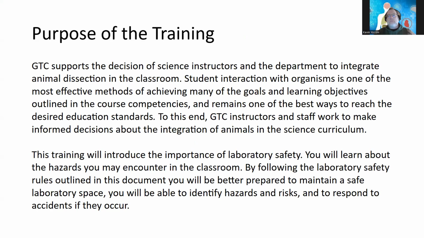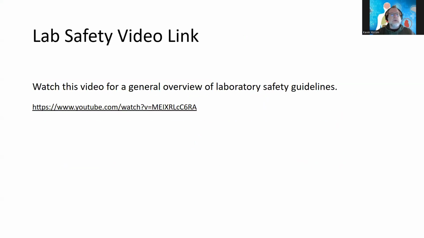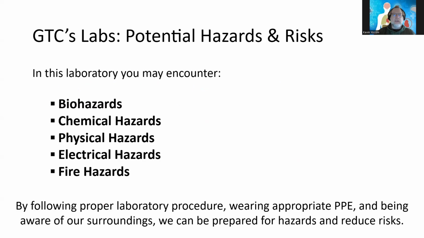We really don't do any dissecting, so I won't really talk much about the dissection aspects. In advanced A&P, we do a little bit more with chemistry. There's a video link there if you need a little extra than what I'm going to provide you with today. We're going to look at biohazards, chemical hazards, physical hazards, electrical hazards, and fire hazards, so different types of hazards.